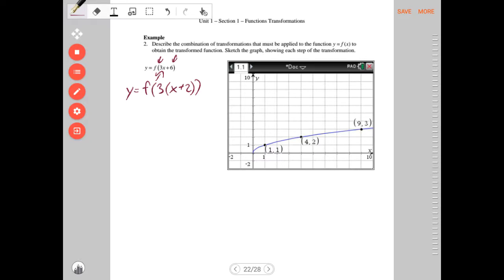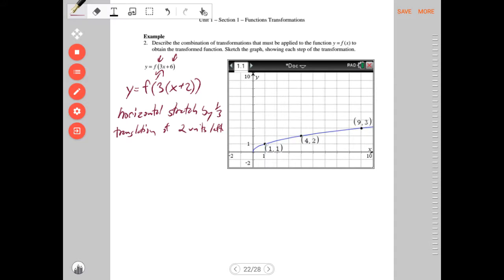So this is a horizontal stretch by 1/3, and a horizontal translation of 2 units left. Okay, great. So working through that, we have to do the stretch first.